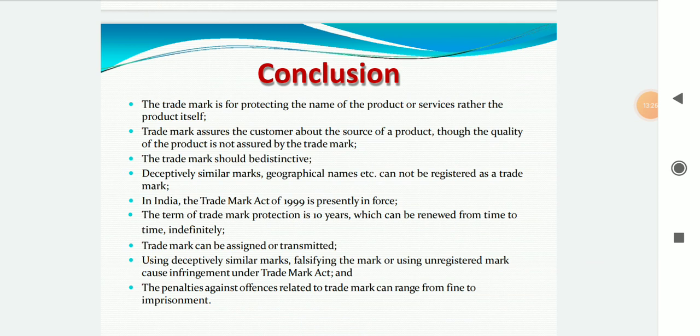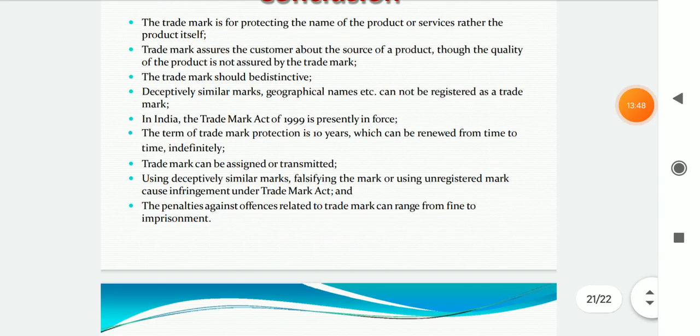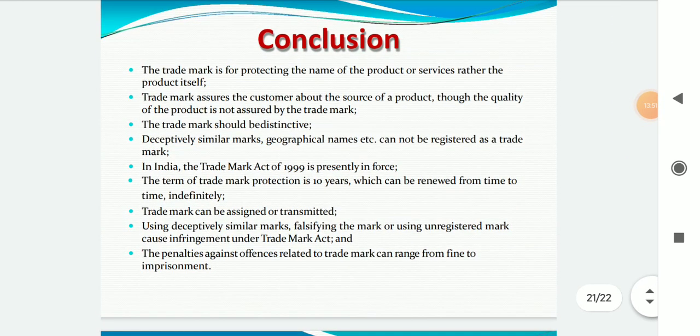A trademark can be assigned or transmitted. Using deceptively similar marks, falsifying marks, or using unregistered marks causes infringement under the Trademark Act, and the penalties against offences related to the trademark can range from fine to imprisonment. This is overall the trademark, its procedures, advantages and disadvantages.